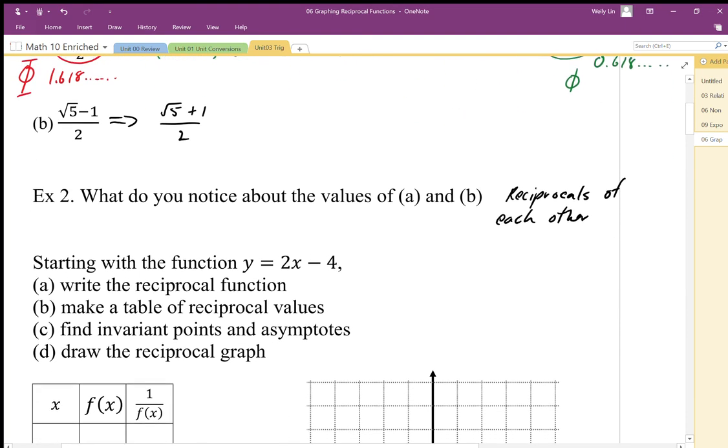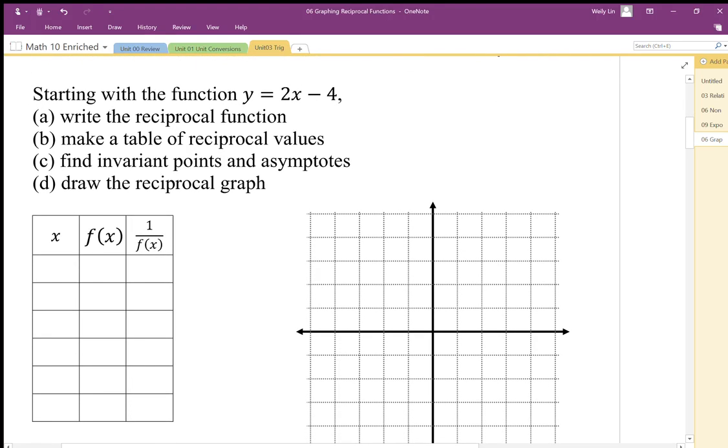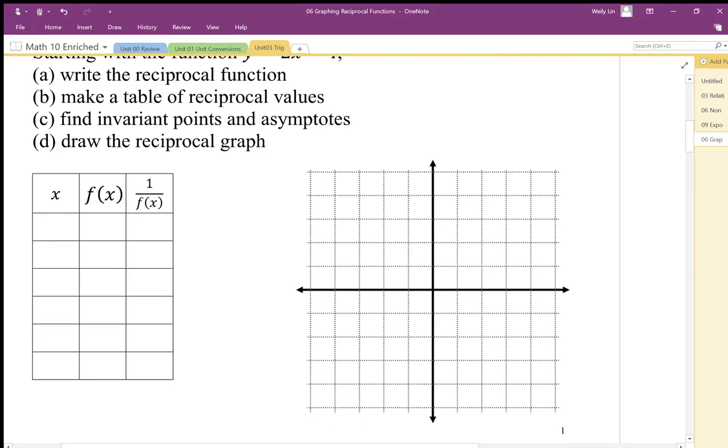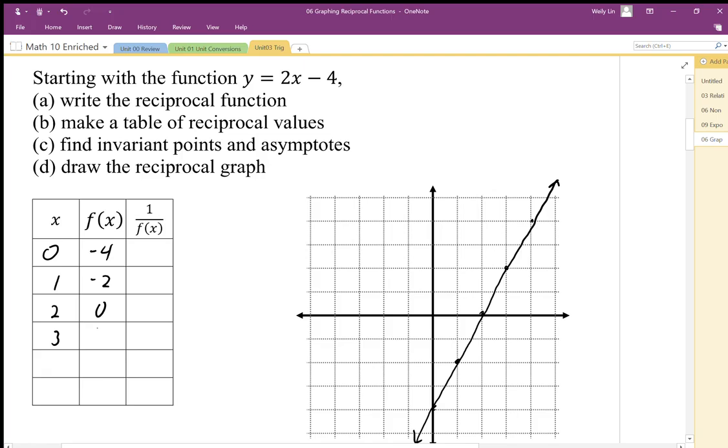Okay, so for this one here, we're going to start with the function y equals 2x minus 4. So we have a y-intercept at -4, and we have a slope of 2, so it crosses the x-axis there. So if I just sketch in my graph here, there's my original graph. There's my linear function. And at x equals 0, y equals -4. At 1, -2. At 2, it's equal to 0. At 3, it's equal to 2. And at 4, it's equal to 4, etc.